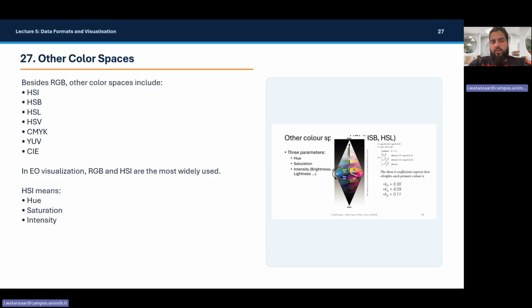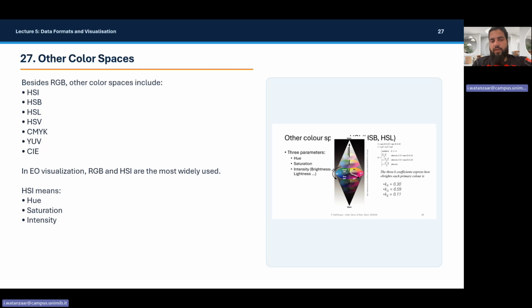In Earth visualization, RGB and HSI are the most widely used. RGB, as we discussed already, but another one is also really famous for remotely sensed data and Earth observation visualization, which is commonly called HCI. This is basically hexadecimal something. They have some abbreviation of this word. They use a certain type of code for the colors, representing a certain color. These two, RGB and HCI, are used mostly in remote sensing Earth observation visualization.